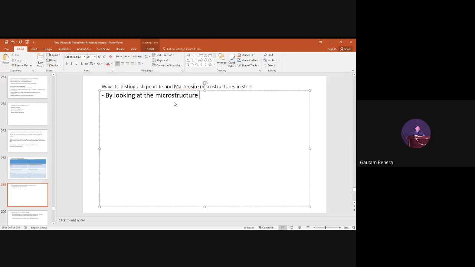By optical microscope, how will it appear? Pearlite appears as a lamellar structure, right? But martensite will appear like needle shapes. It's not exactly needle, it is plate, but in an optical microscope it appears as a needle shape kind of thing. Okay, by looking at the microstructure. Anything else? How can you identify? By fractography.